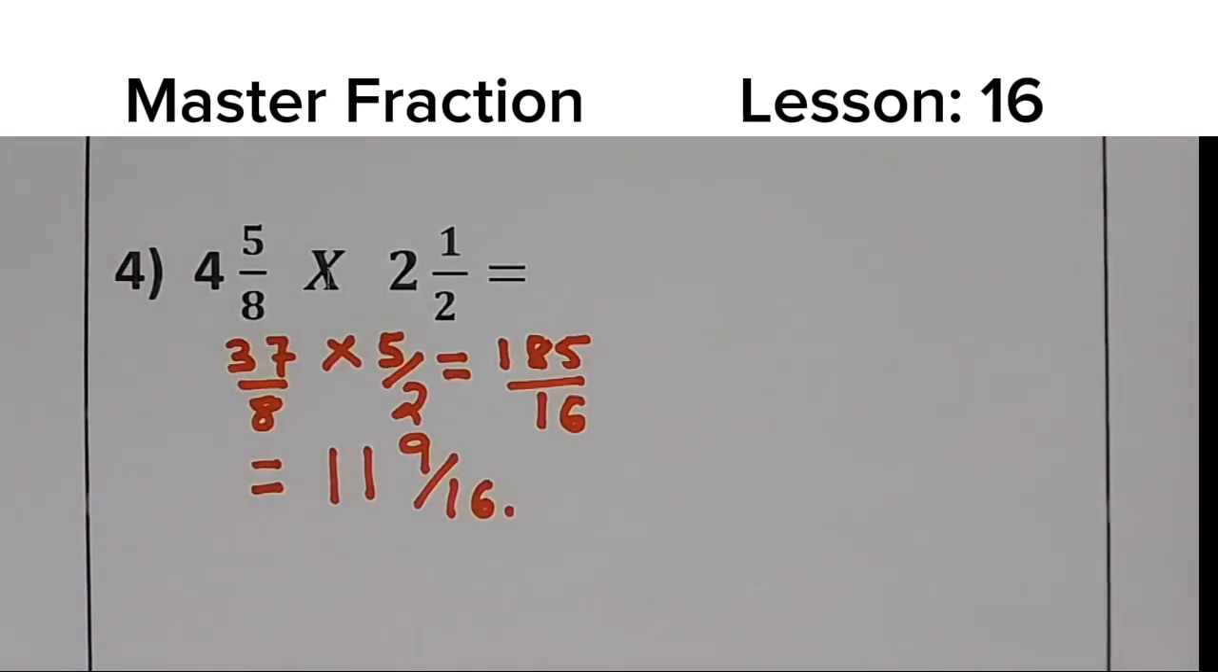First, we are going to change the mixed numbers into improper fractions. Then we are going to multiply numerator by numerator and denominator by denominator. And last, we simplify our answer.